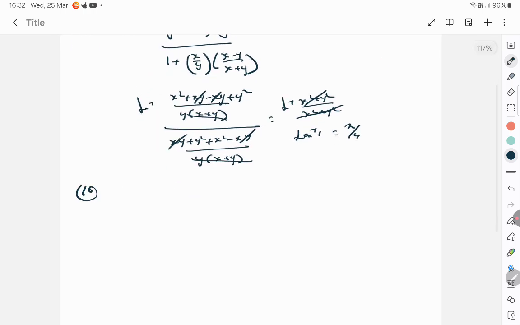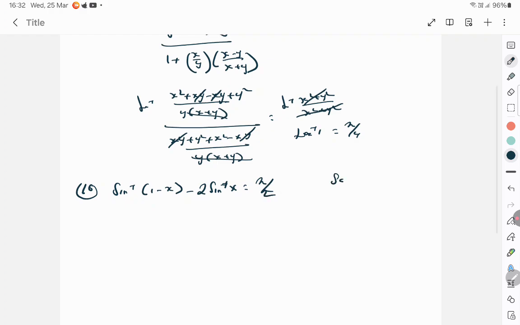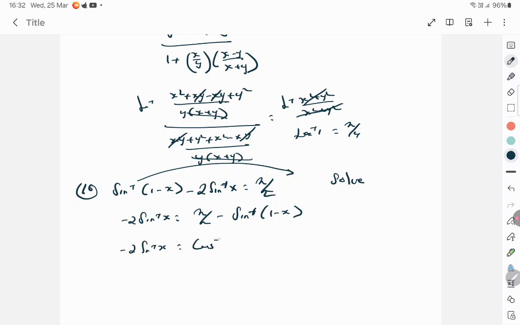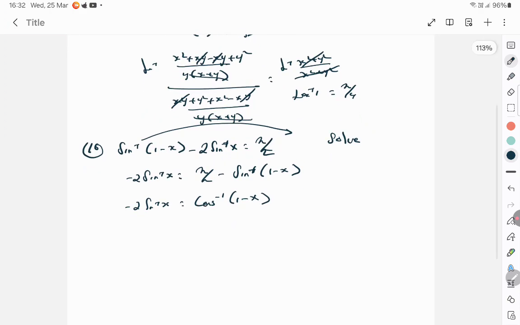Let's go to the 16th sum. Sine inverse of 1 minus x minus 2 sine inverse of x is equal to pi by 2. The moment you see pi by 2, it's a solved sum. Okay, so take this sine inverse to the other side. 2 sine inverse of x is equal to pi by 2 minus sine inverse of 1 minus x. Identity, so that this will become cos inverse of 1 minus x, because pi by 2 minus sine inverse is cos inverse.